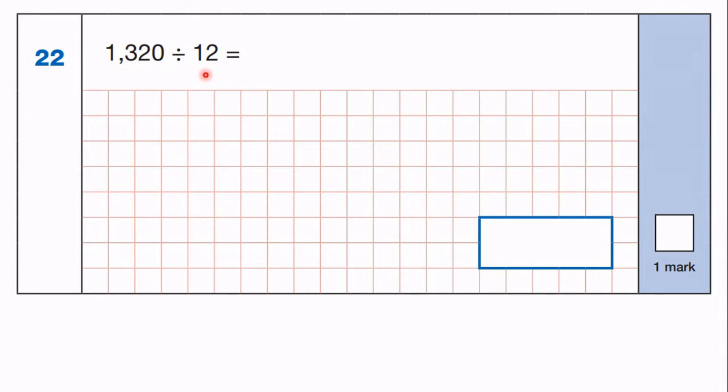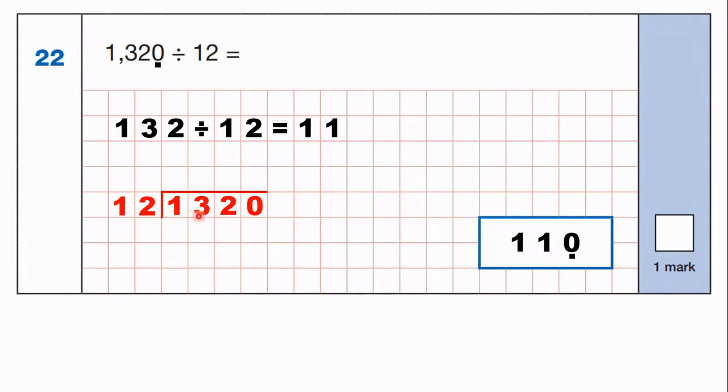1,320 divided by 12. So we should know that 132 divided by 12 is 11. So our answer is 110, because after we've worked out 132 divided by 12, if we can see one end zero in the dividend, there will be one end zero in the answer. We could also use short division. 13 divided by 12 is 1 remainder 1, 12 divided by 12 is 1, and 0 divided by 12 is 0. So we have our answer.